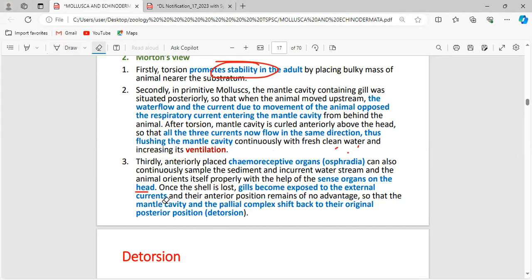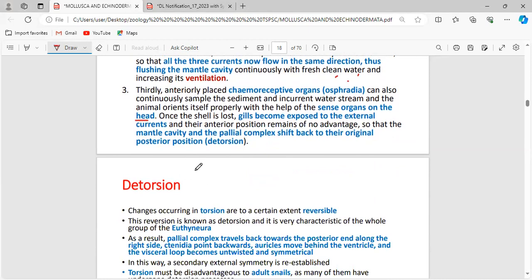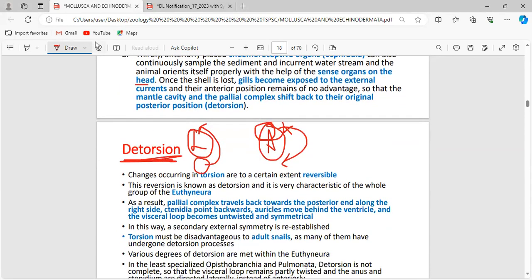See, I have explained to you that this is an important point. Just listen to me. Initially, in the larval stages, the mantle cavity and the visceral complex, or pallial complex, have to move into the anterior position from the posterior region, and that we can say is the adult. In the adult, when the animal finds the mantle cavity has lost its importance, again they go back to their original position. This is said to be detorsion.